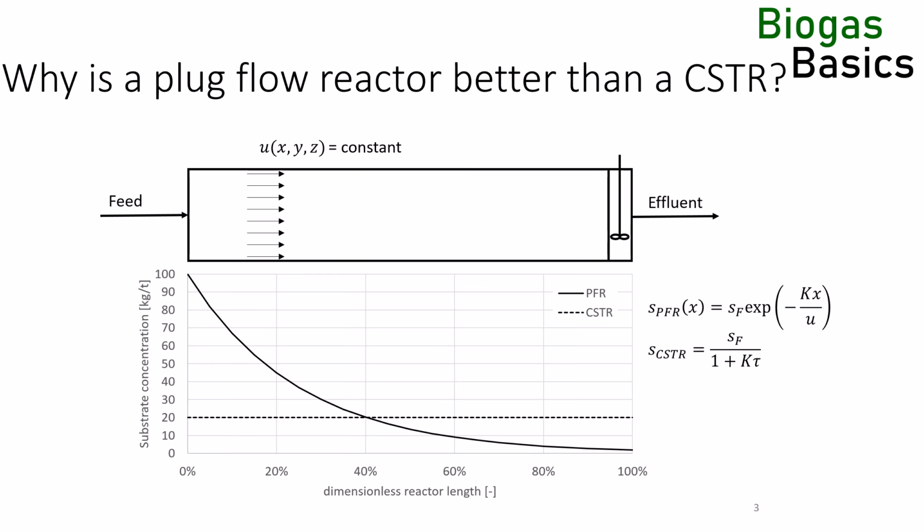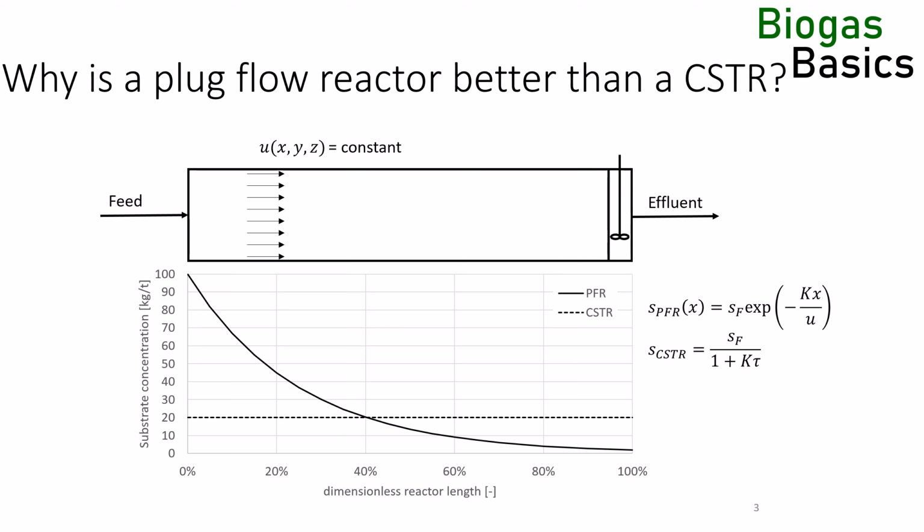We can plot the substrate concentration along the reactor axis for the plug flow reactor and the CSTR. The substrate gradient in the plug flow reactor is the characteristic first-order exponential decay profile. It has high concentrations at the inlet. The concentration at the inlet is the feedstock concentration, and low substrate concentrations at the outlet. The substrate gradient is the defining feature of a flow reactor.